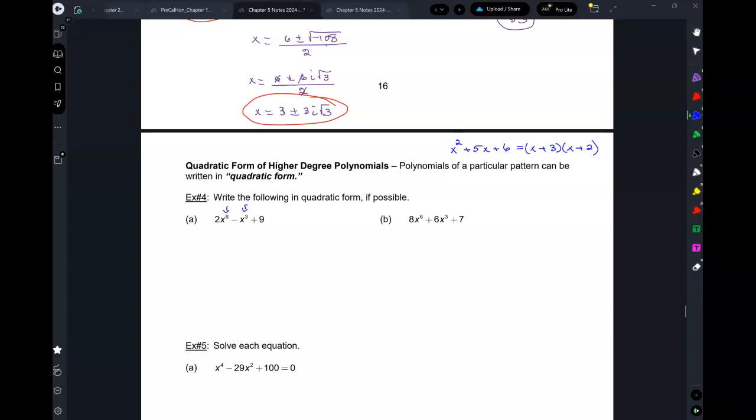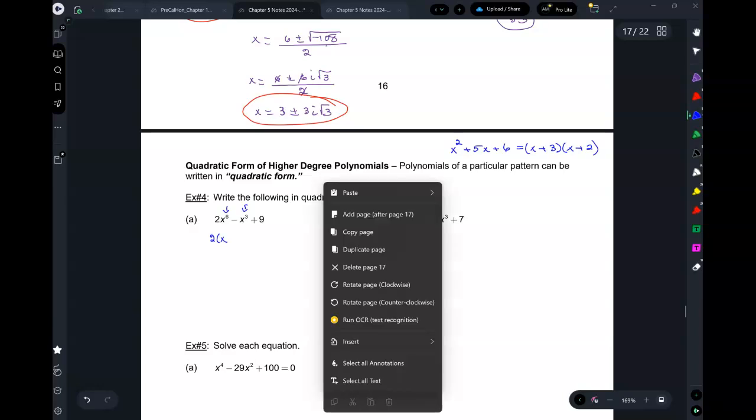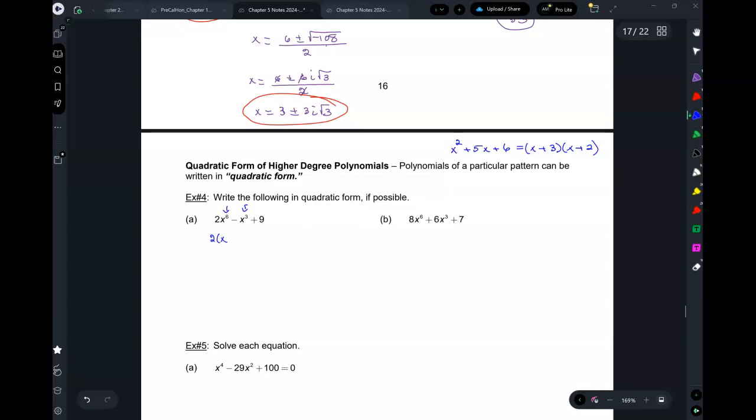So all it says here is to write the following in quadratic form if possible. So quadratic form will be this. 2x cubed.